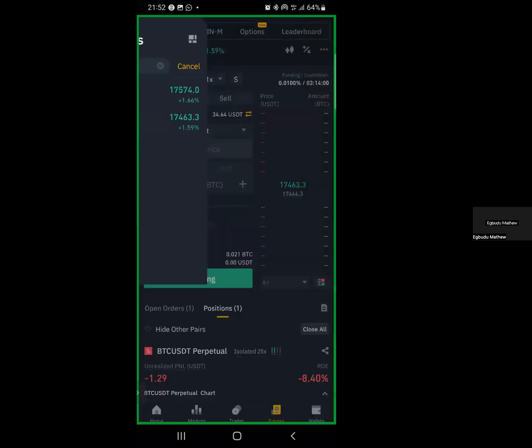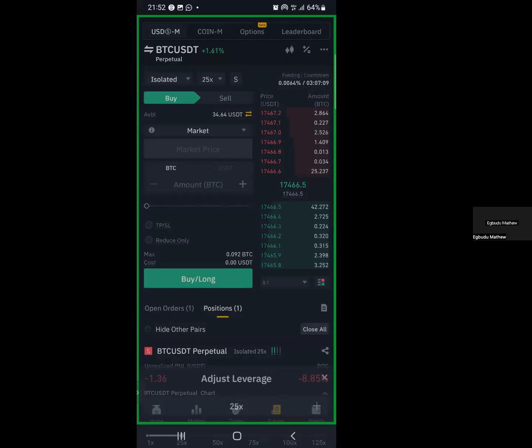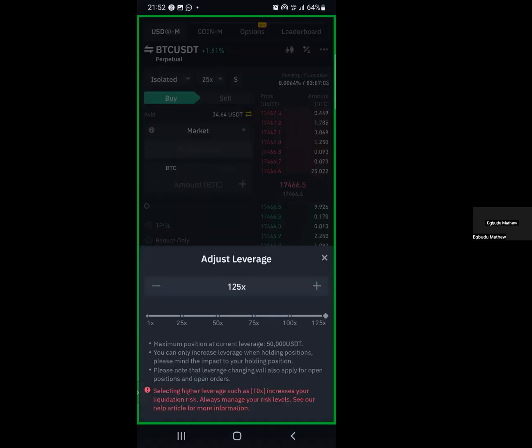You come to part of it, so you can see you have 125x. So what this 125x means is if you place a trade and the trade is going in your favor, you're going to make 121.